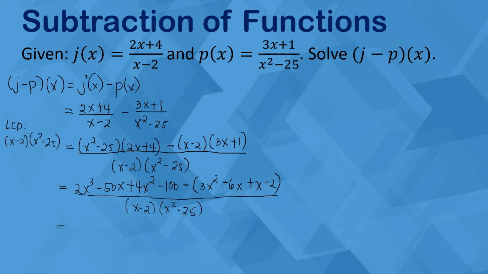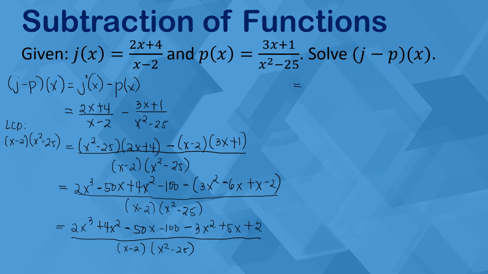Okay, so we combine like terms and distribute the operation. We have here 2x³ + 4x² - 50x - 100 - 3x², negative 6x plus x is negative 5x, times negative is plus 5x, then plus 2, over (x - 2)(x² - 25).